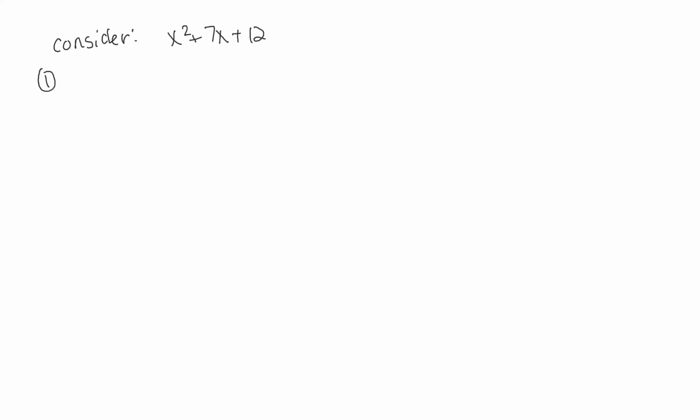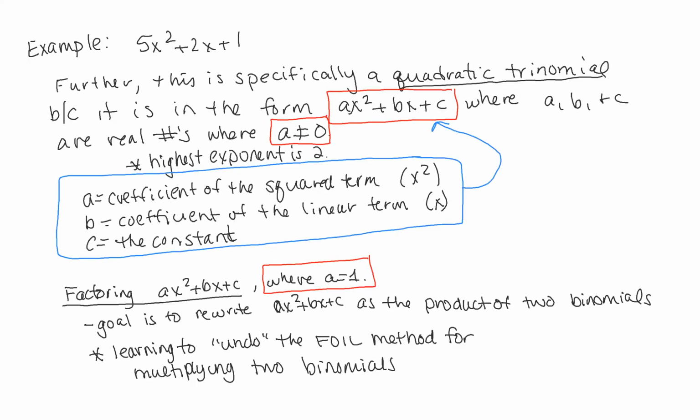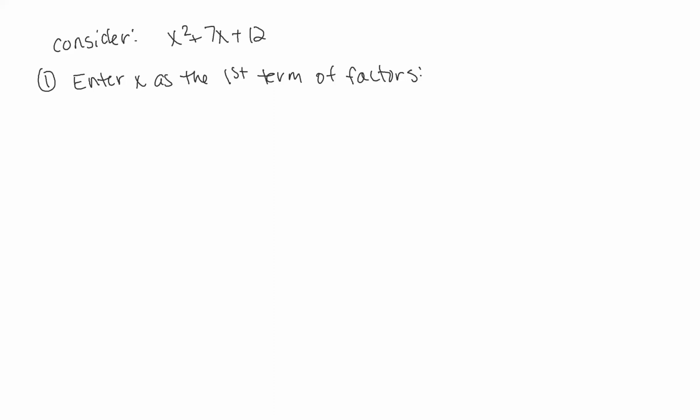So here's your first step. Enter x as the first term of each factor. So when we're talking about factors here, factors are things that we multiply. And remember, from the previous slide, we're factoring ax squared plus bx plus c. The goal is to rewrite ax squared plus bx plus c as the product of two binomials. So product is the answer to multiplication, and factors are things that are being multiplied. So we want to start out with two sets of parentheses for our binomials, and we're going to start each one with an x. Now, we need to find a way to multiply to get x squared. Well, if I take x times x, what do I get? I get x squared. So that's our first step, is just start your two sets of parentheses with an x.